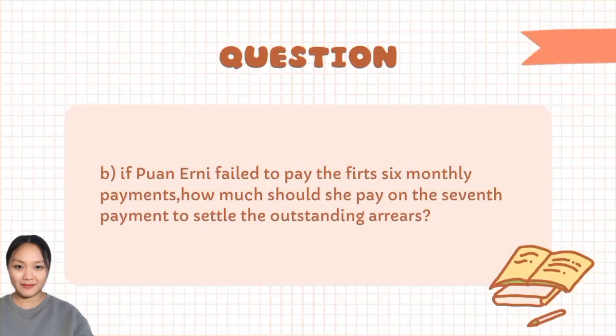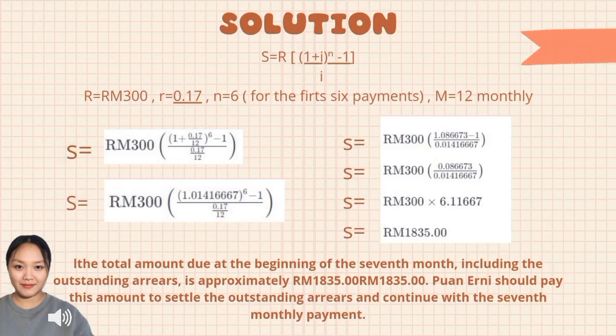For question 2b, if Puan Ernie failed to pay the first 6 monthly payments, how much should she pay on the 7th payment to settle the outstanding arrears? So this is the solution for question B. R is 3000, I is 0.17, N is 6 for the first 6 payments, M is 12 monthly. This is the solution for question 2b.